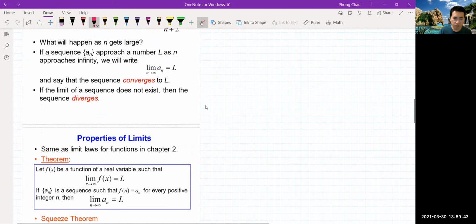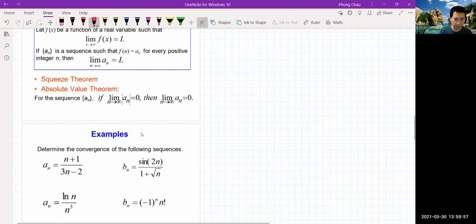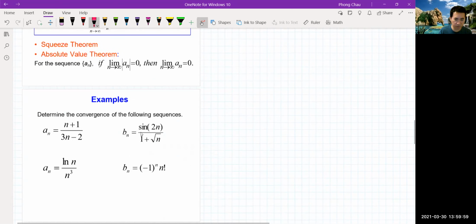Here I have some properties of limits from back in chapter 2, back in Cal 1, where you can look up the formulas. They're pretty much the same, so we can use them here. We can determine the convergence of a sequence. So here's a couple of examples. We can take the limits and determine whether it's going to infinity or not, or if it has a finite number.